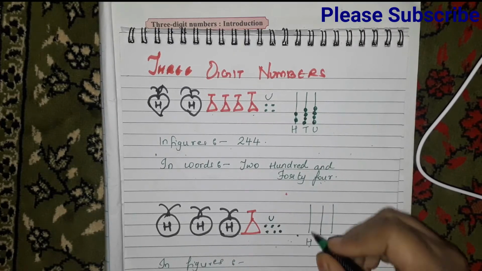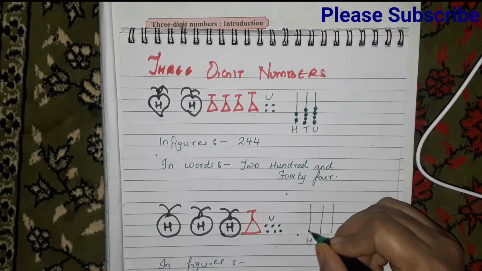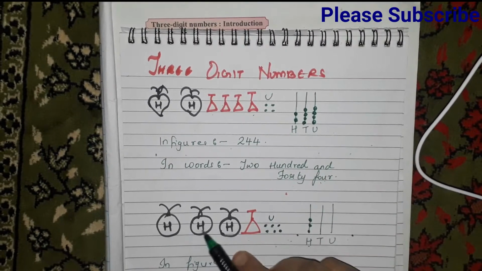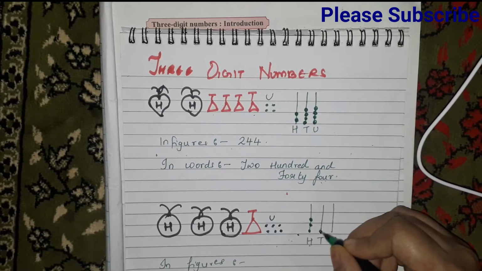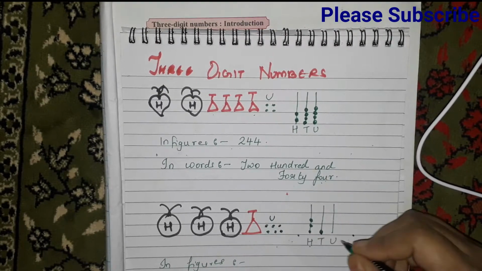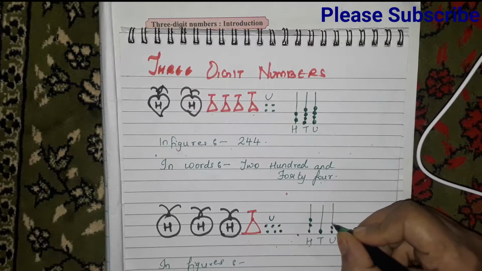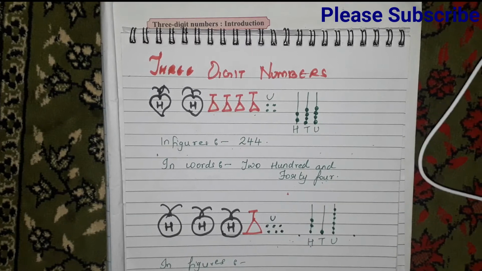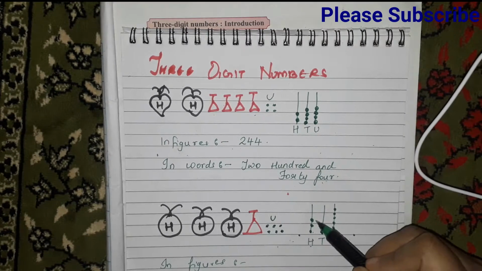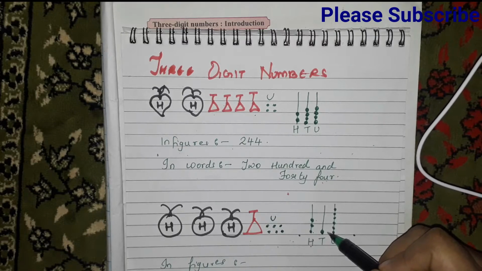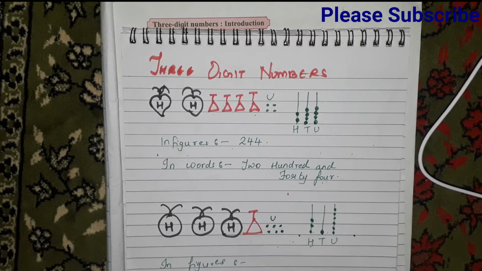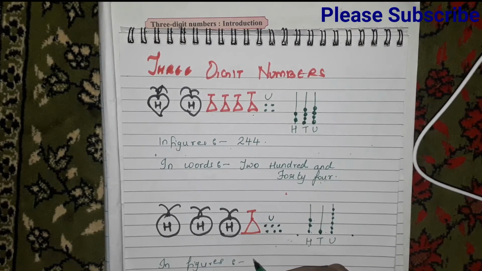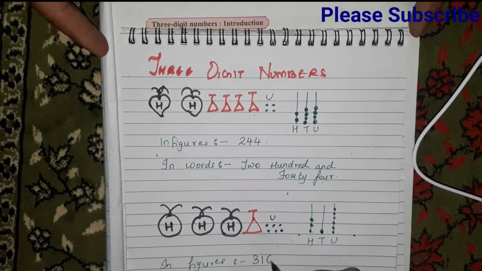See here, H is given. So how many bags of hundreds are there? 1, 2, and 3. And how many tens are there? Only one. And how many units are there? 1, 2, 3, 4, 5, and 6. So what does the number become in figures? 3, 1, 6. That means 316. So we will write in figures 3, 1, 6.